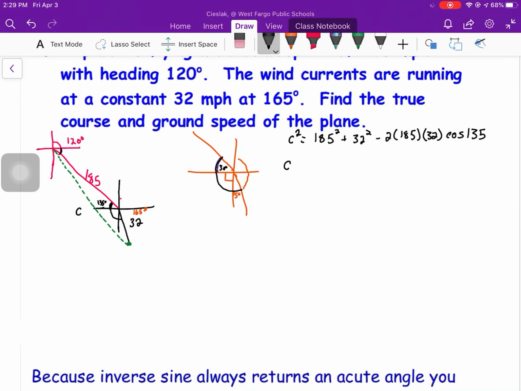One thing I do want to mention, because I don't think I did before, guys, is you should get to the point where c squared is equal to 43,621.14429. Do not forget to square root that. It's very easy to make that mistake. Okay, so we should come up with here that c is equal to about 208.9 miles per hour.